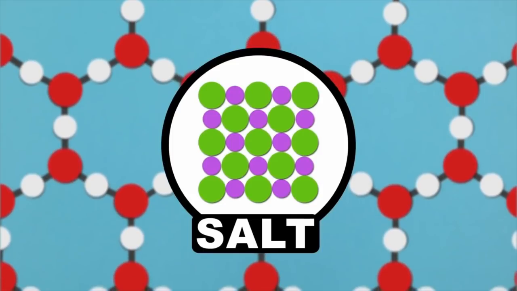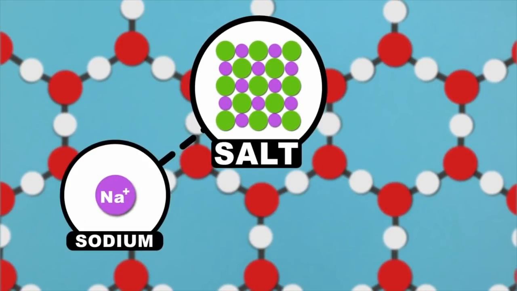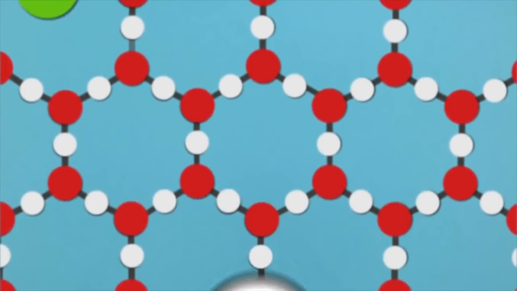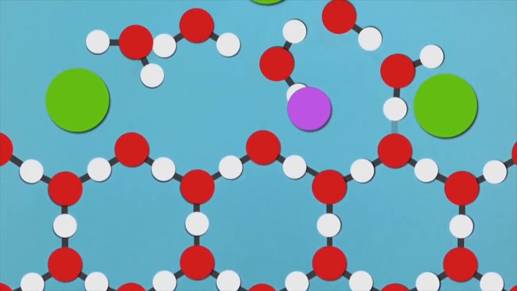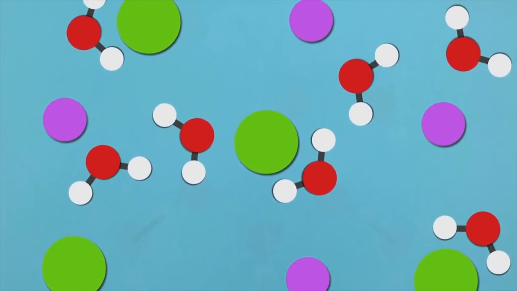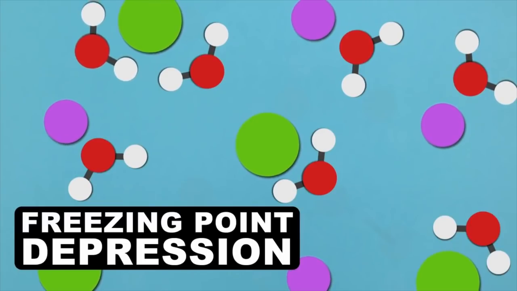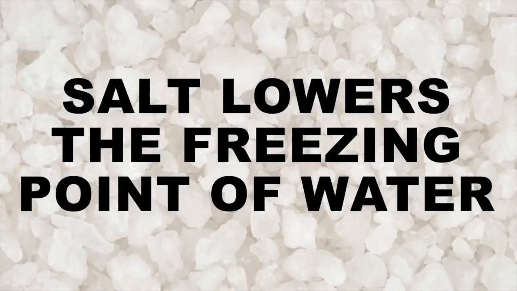Salt disrupts this process. Upon hitting water, salt breaks up into two ions, one sodium and one chloride. These two ions then move around and take up space in between water molecules, pushing them apart and frustrating their potential links to form ice. This disruption is called freezing point depression. And so to put this simply, salt lowers the freezing point of water. I'd like to thank chemistry for keeping me from faceplanting on the sidewalk every morning in January.